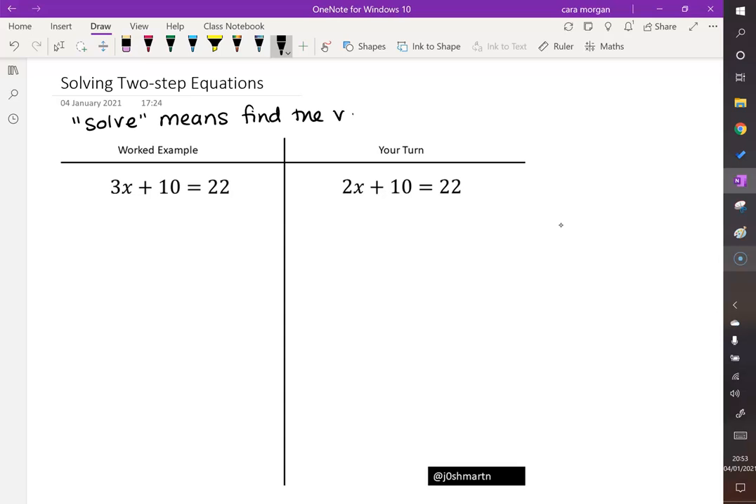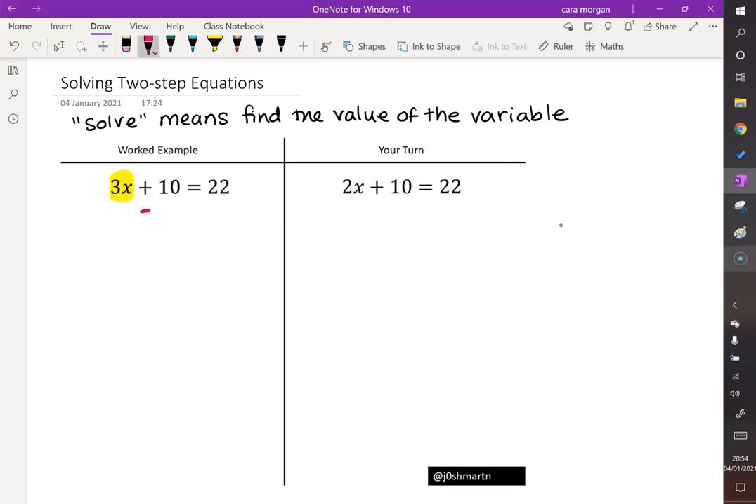Find the value of the variable. And in this case, our variable is the letter that changes value, which is x. Now, because I'm finding x, and at the moment x is all tied up with that multiplying by 3, I can't really separate them until I've dealt with the add 10.